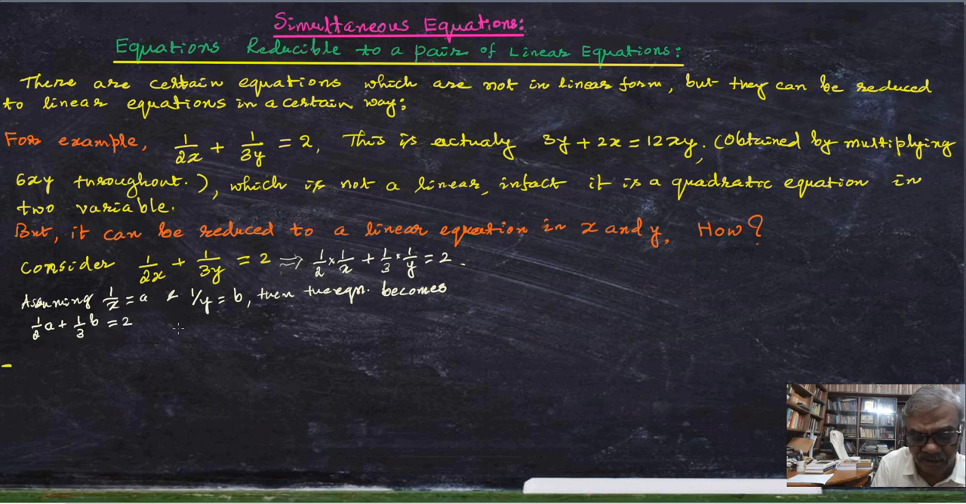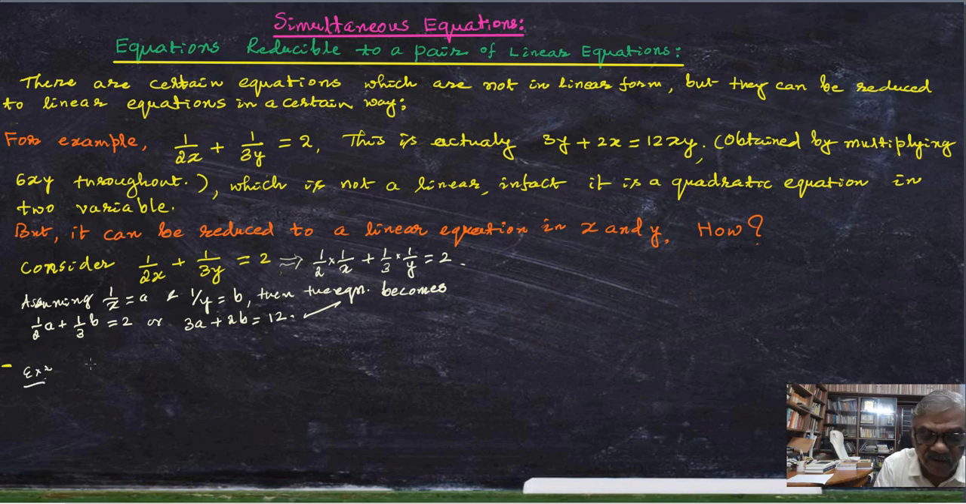This is a linear equation in a and b with fractions as coefficients, or else we can write 3a plus 2b equal to 12. This is a linear equation. Now, given a pair of such equations, how do we solve them? Consider the same example.